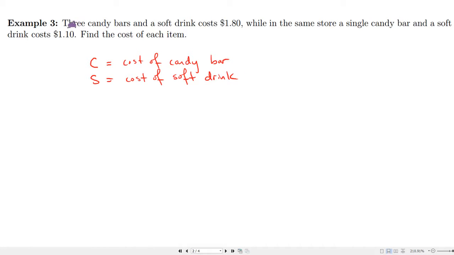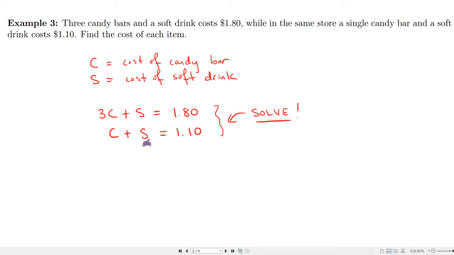So what do we know? The 3 candy bars and a soft drink cost $1.80. So 3 candy bars and a soft drink is $1.80. And in the same store, a single candy bar and a soft drink is $1.10. And we want to solve that system. Okay, so solve that.